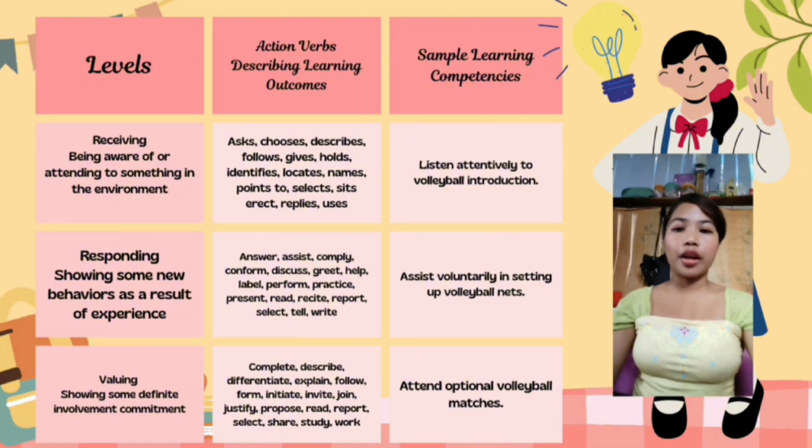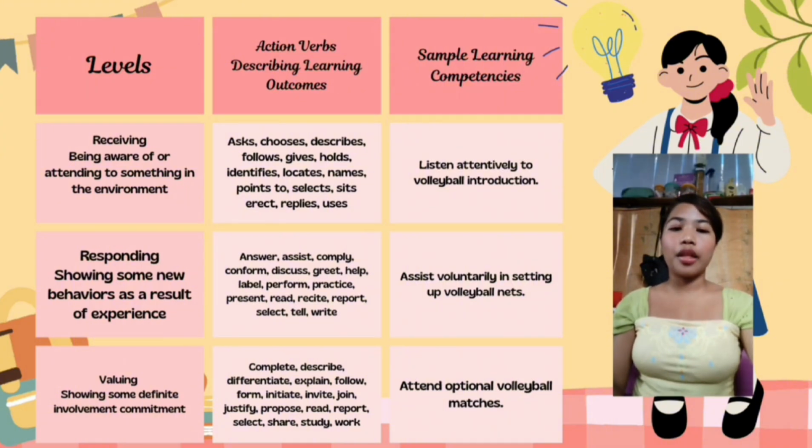So another level is responding. When we say responding, it is showing some behaviors as a result of experience. So the student here answers, assists, complies, conforms, discusses, greets, helps, or even labels. So in this, the student assists voluntarily in setting up the volleyball nets. So this is the learning outcome competency.